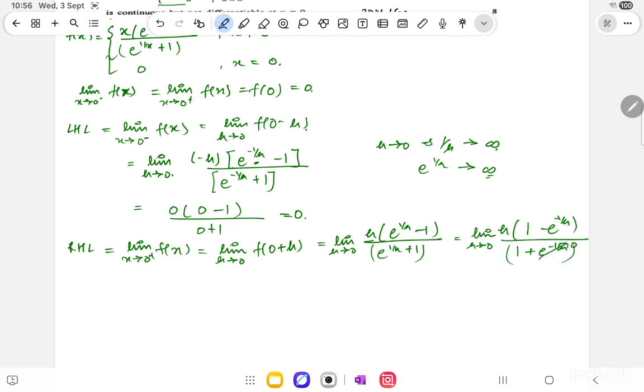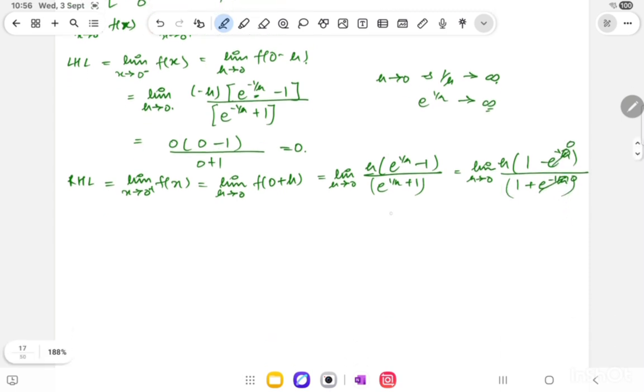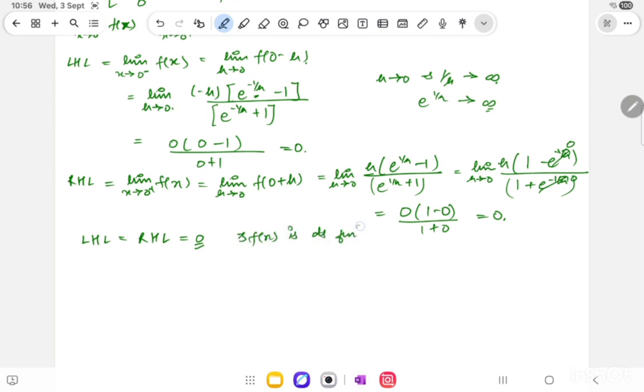This term will approach 0 and this will also go to 0. So my this limit is 0 into 1 minus 0 upon 1 plus 0, that is 0. So my left hand limit is equals to my right hand limit, which is equals to 0. So my function f(x) is continuous function.